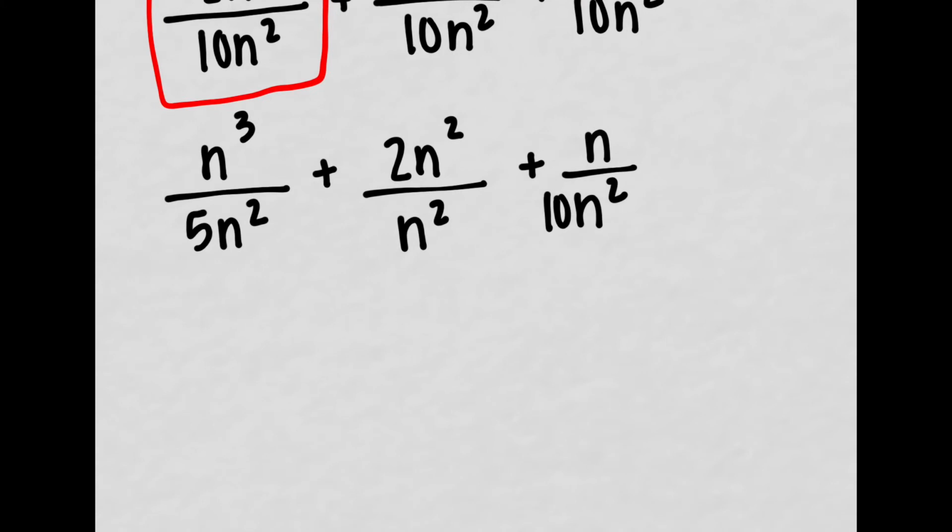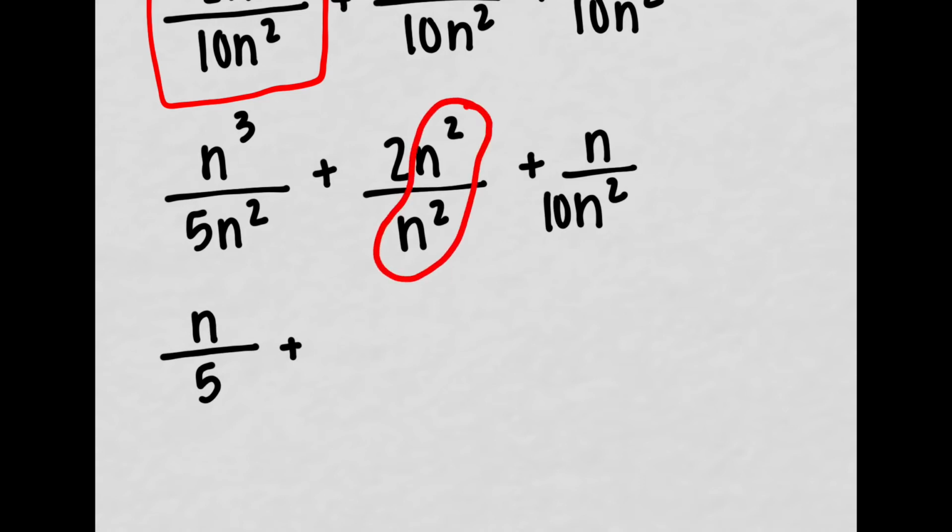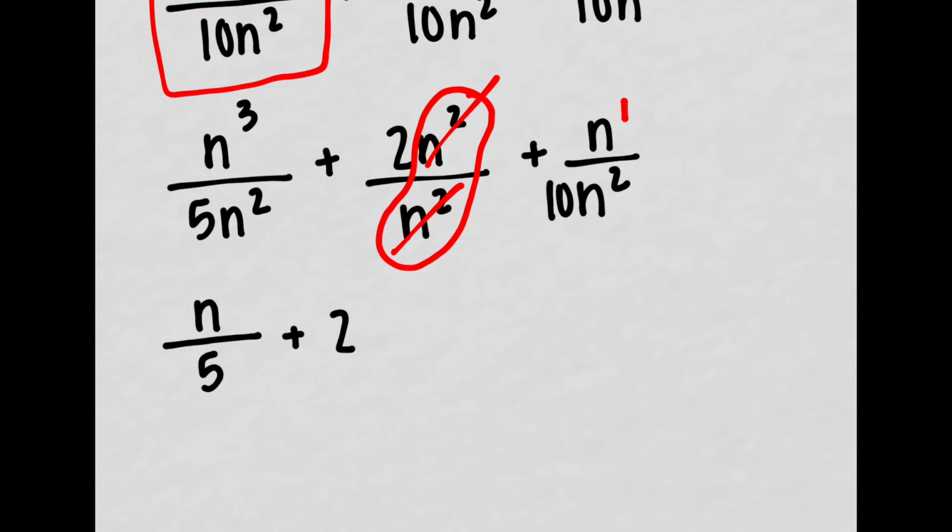I have n cubed divided by 5n squared. Remember, we subtract those exponents. So I have 3 minus 2, which leaves me with 1, so n to the first. I didn't do anything with that 5, so it's going to stay on the bottom. Plus, here in this situation, you have n squared divided by n squared. When you have anything divided by itself, it just goes away. So I have plus 2. And then on the third fraction, you have n divided by n squared. So remember, it has the exponent of 1, and we would subtract them, 1 minus 2. So I would actually have plus n to the negative 1 over 10.